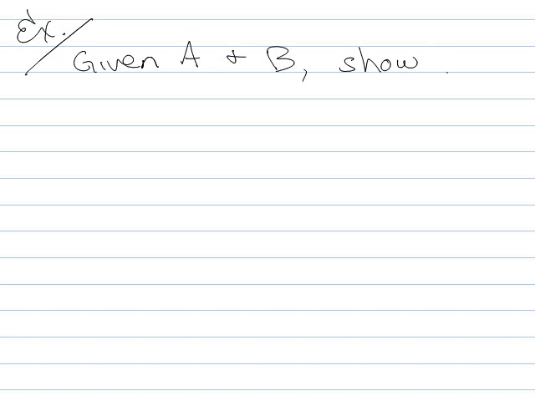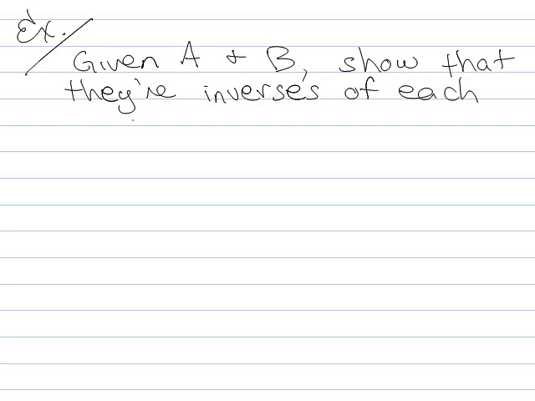So let's look at an example here. We say, given A and B, and we'll define those in a second, show that they're inverses of each other.